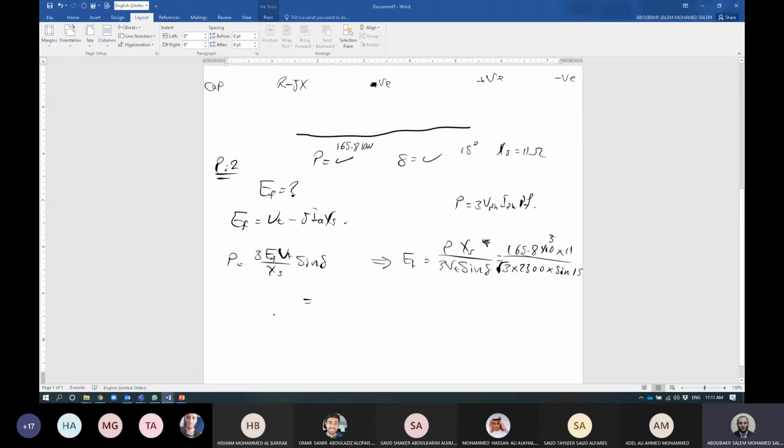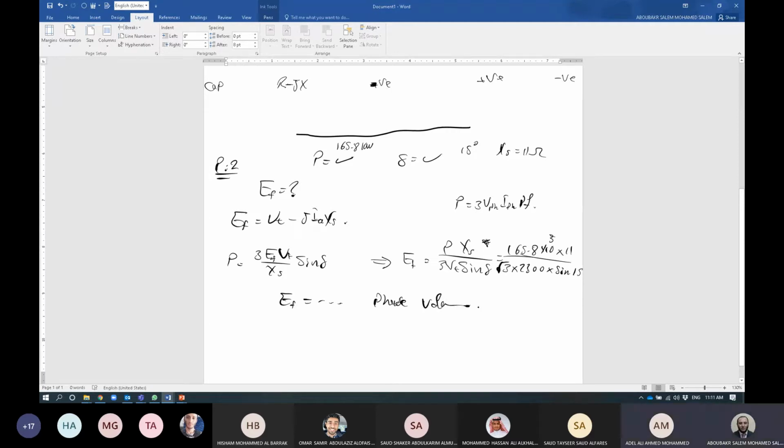The value we obtained now, is it phase or line? We used the relation 3 E phase V phase, so E here is a phase value. Take care, it's a phase value.